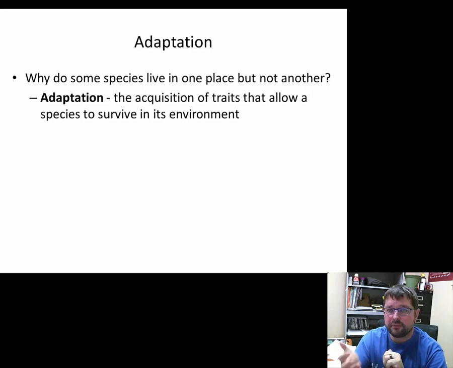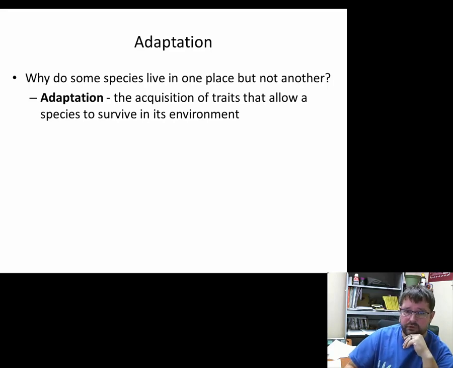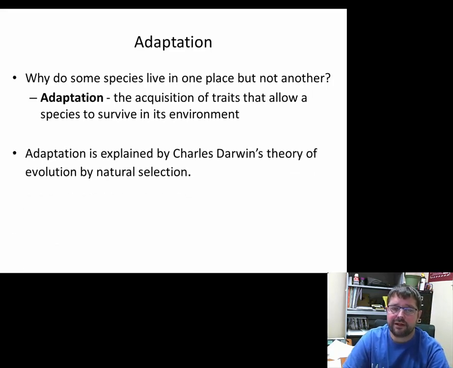With that being said, what happens when we change that environment? What happens when we alter an environment? I'll talk to you about Devil's Hole later on, but we can talk about really any environment that we might affect. Is an organism able to adapt to the new environment we provide, or are they going to go extinct? We'll talk about this as we progress. Adaptation is really how Charles Darwin explained his theory of evolution by means of natural selection.